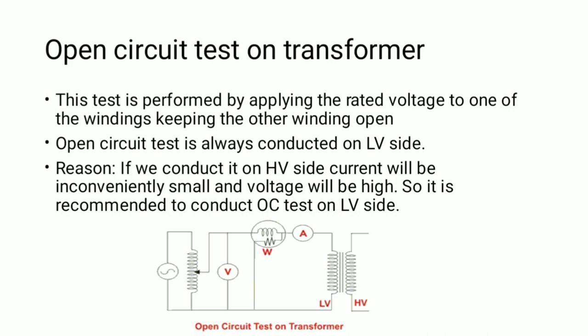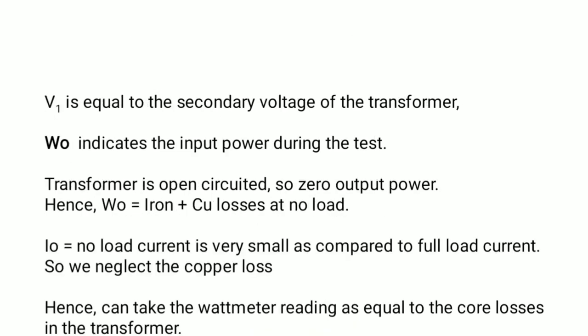The reason behind this is, if we perform the open circuit test on the HV side, the no load current on the transformer is very small and the voltage is inconveniently high. So we need to connect such high range meters, which is not convenient. So if we perform the open circuit test on the LV side, the current is in the measurable form and also the voltage range is small. So it is recommended to perform the open circuit test on the LV side of the transformer.